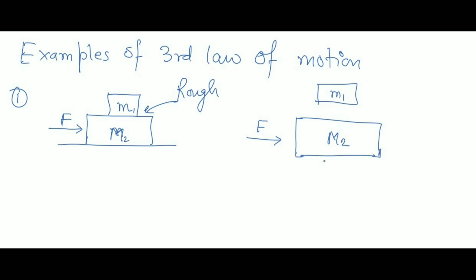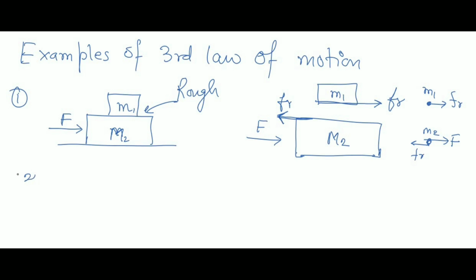Since the surfaces are rough, there will be some frictional forces at the contact surface. The direction of the frictional force will be such that this block will move forward by this frictional force Fr. So if block M1 has a frictional force in the forward direction, then due to Newton's third law of motion, there must be a frictional force in the opposite direction. This is Fr. So on block M2, there are two forces: F is acting this way and Fr is acting this way. On block M1, there is only one force, Fr, the frictional force, acting in the forward direction. So that was the force on M1, and that was the force on M2.